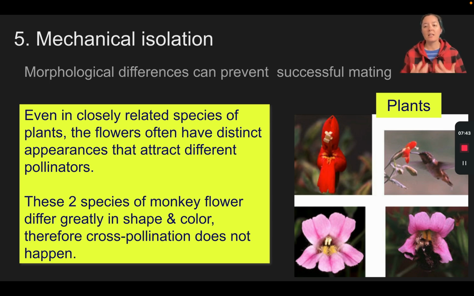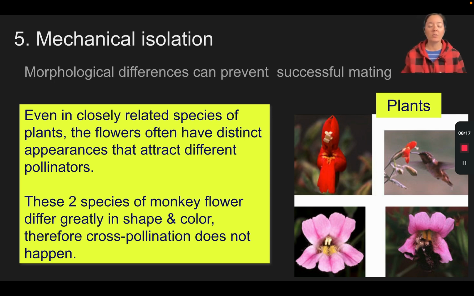Physical differences in the way these organisms are built can prevent mating with other species. So even closely related species of things like plants, the flowers have very different appearances that attract different pollinators. So for example, here we have this red colored flower. It's very differently shaped from the pink flower on the bottom. Even though these species of flowers are closely related, because they're shaped differently, they're going to get different pollinators.